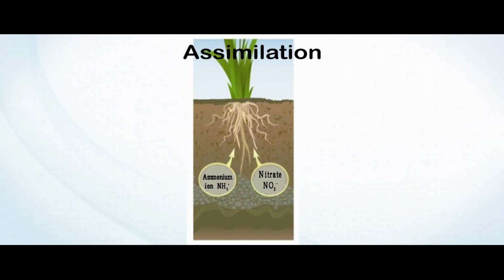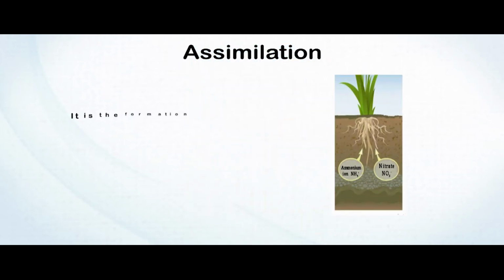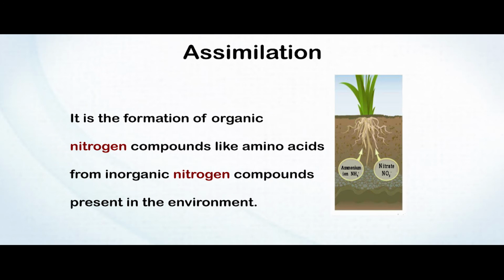Next, we have assimilation. What happens during the process of assimilation? Assimilation is the formation of organic nitrogen compounds like amino acids from inorganic nitrogen compounds present in the environment. Organisms like plants, fungi, and certain bacteria that cannot fix nitrogen gas depend on the ability to assimilate nitrate or ammonia for their needs.